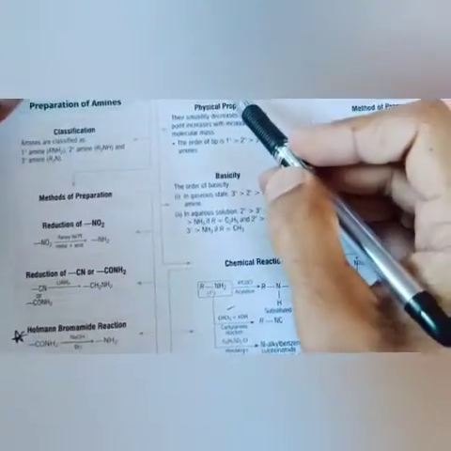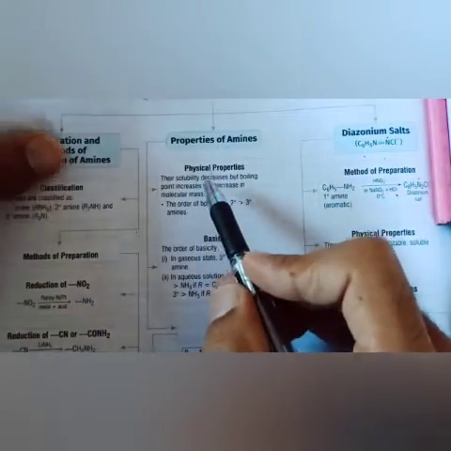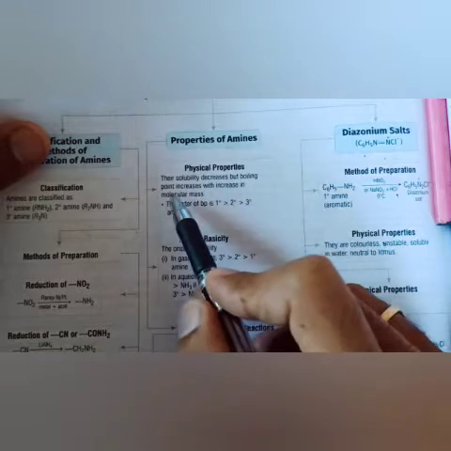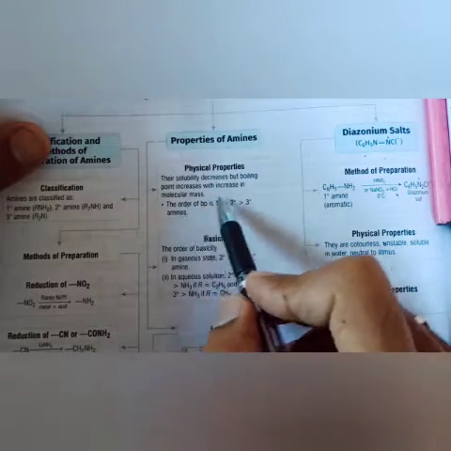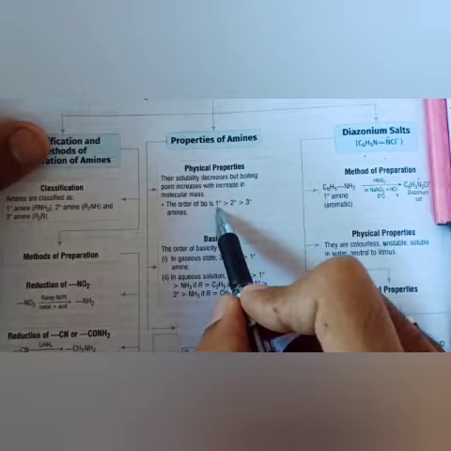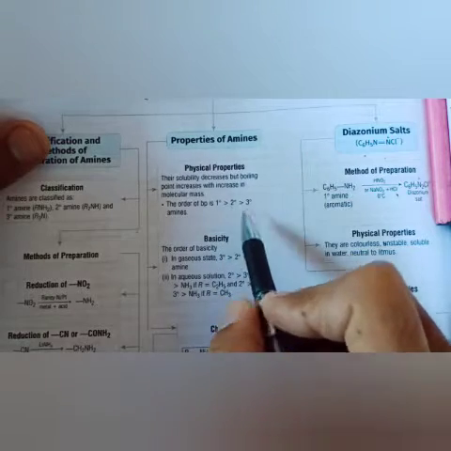Now the second thing that we will study is the properties of amines. If we talk about physical properties, their solubility decreases but boiling point increases with increase in molecular mass. So primary is more reactive than secondary, than tertiary.